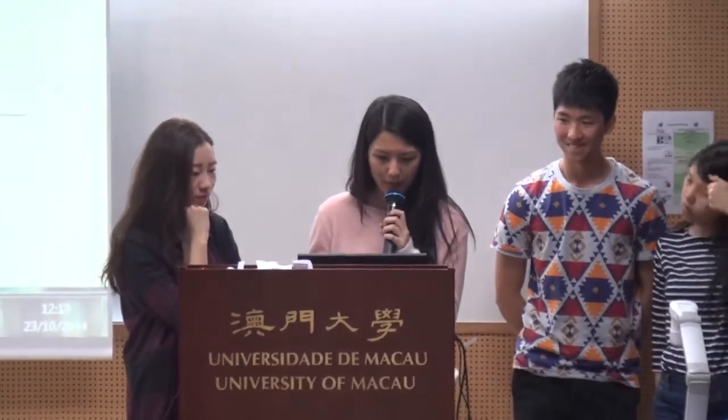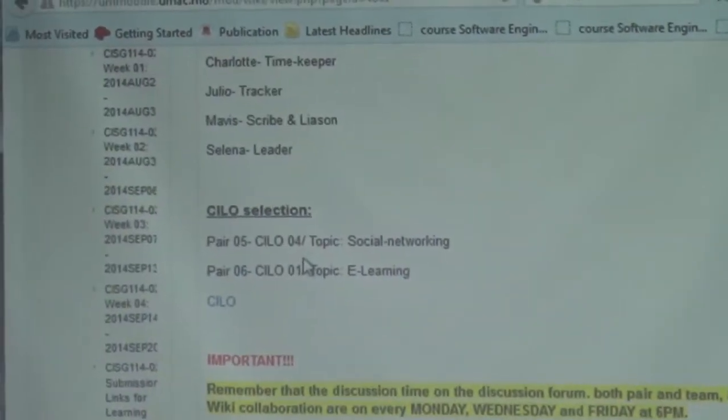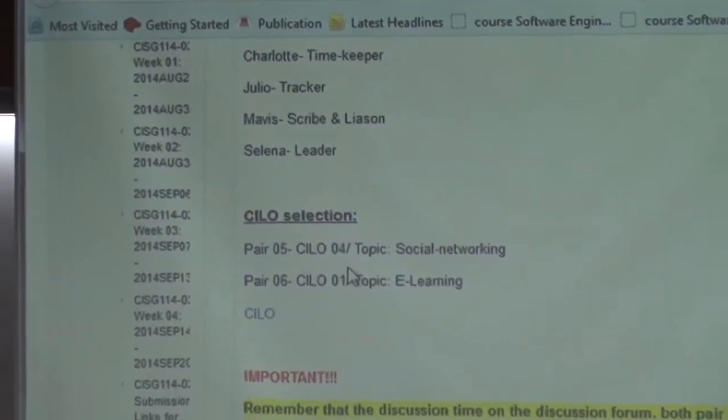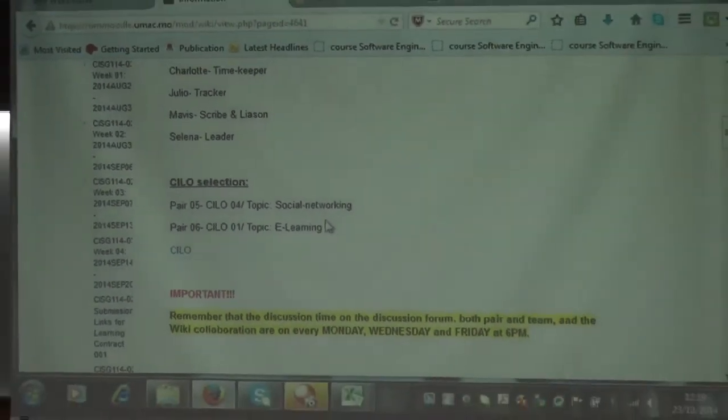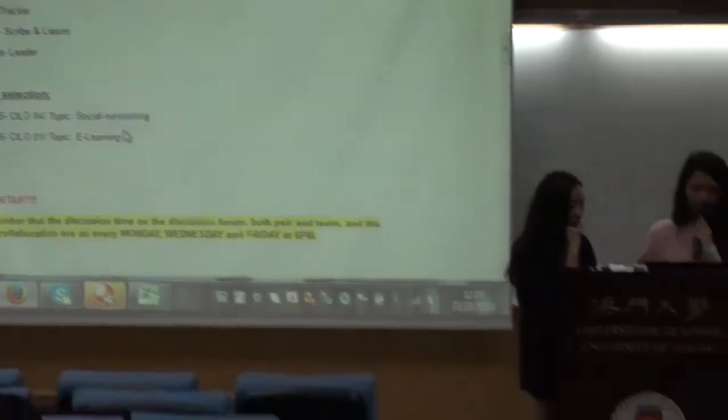Before we end this, I'd like to remind what our silos are. Pair 5, which is Julia and Charlotte, will be doing silo number 4, which is about how social networking or social media affects education, and what type of linkage there is between education and social media. And pair 6, Mavis and me, we're going to do silo 1, which is connecting IT knowledge into society.